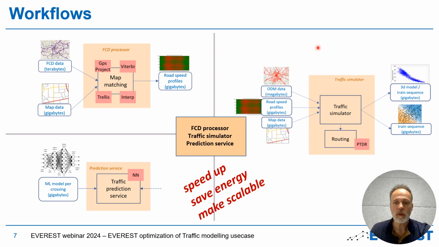For the third workflow, which is the traffic simulator, the main component here uses some routing subcomponent where there is this functionality of so-called probabilistic time-dependent routing, which is the component which is a candidate for acceleration. Traffic simulator, as was mentioned, takes an origin destination matrix as an input, along with speed profiles on the road network. It generates 3D model and training sequences.